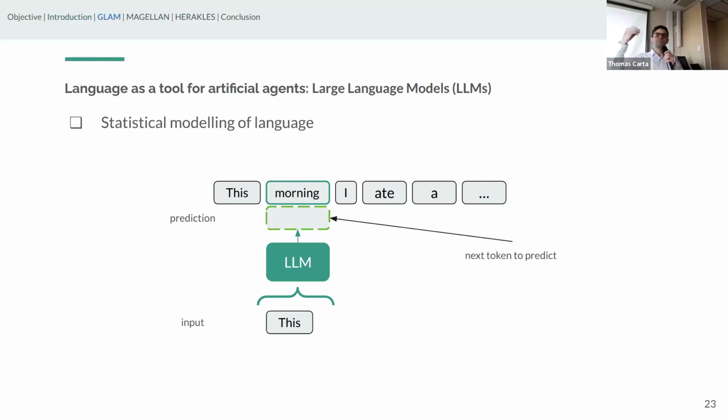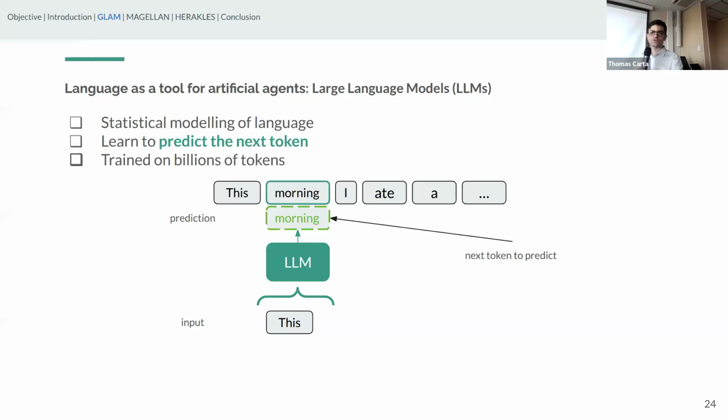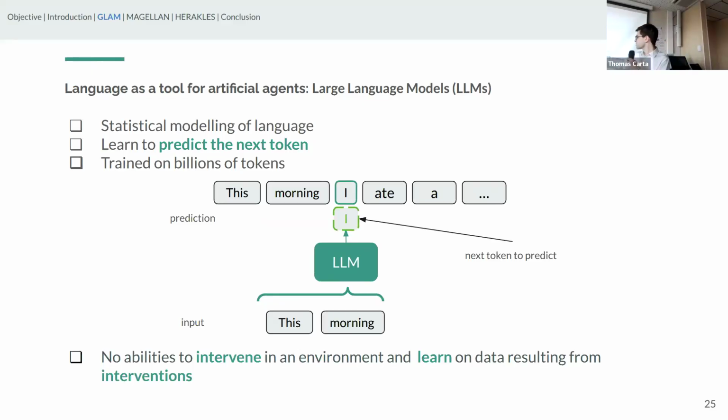And before using an LLM as an RL agent, it's interesting to know how an LLM is trained. So an LLM is a statistical model of language that is trained to predict the next token. And the token is just a segmentation of a text. And they are trained on billions of tokens that are scraped from the web. So here, the LLM is trained to predict the word "morning", knowing the word "this", and then predict the word "I", knowing "this morning".